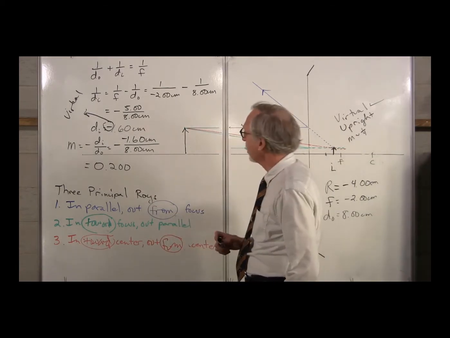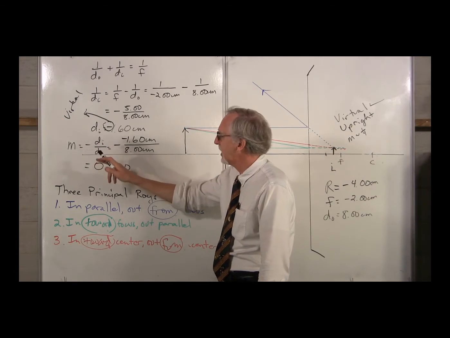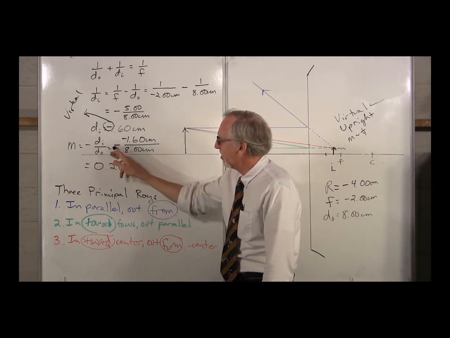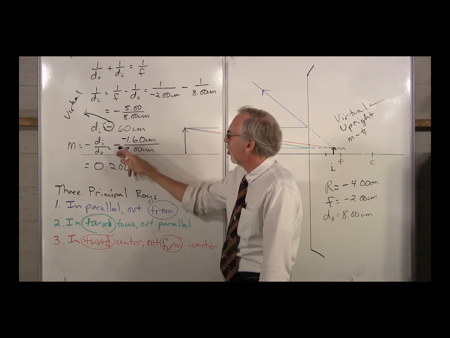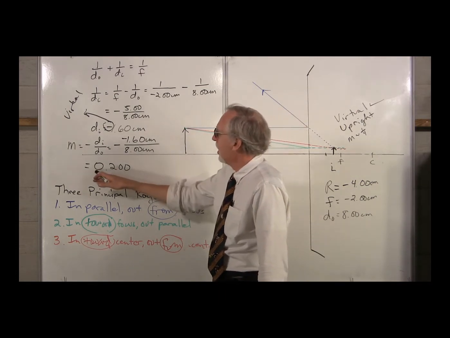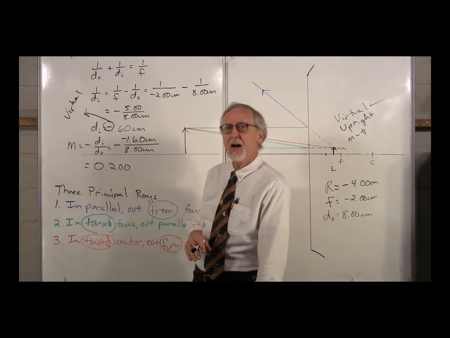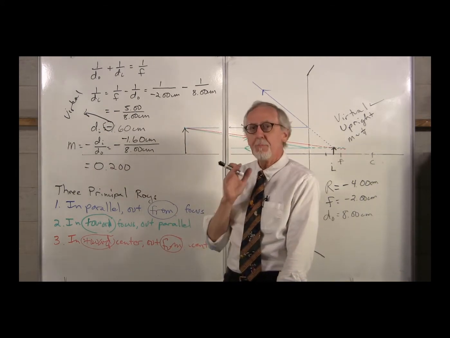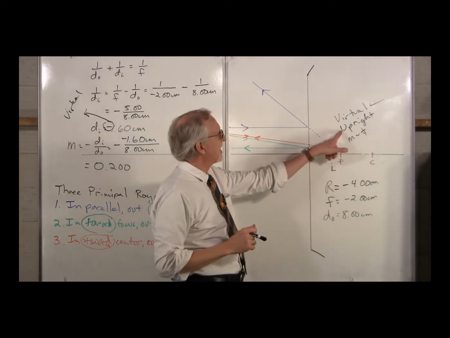Very good. What about the magnification? The magnification is -di/do, or di is -1.60 centimeters over do, which is 8. Negative and a negative gives us a positive magnification, or positive 0.200. The magnification is positive, so what does that tell us? A positive magnification means the image is upright, and that's exactly what we found.